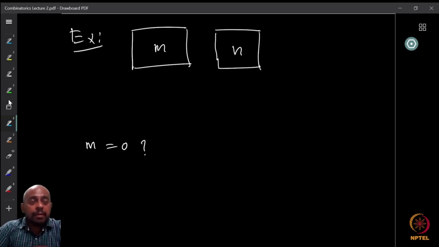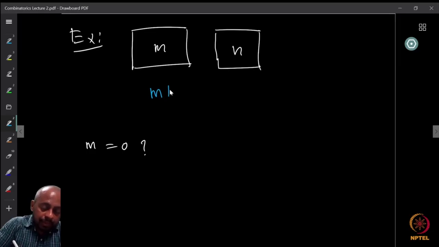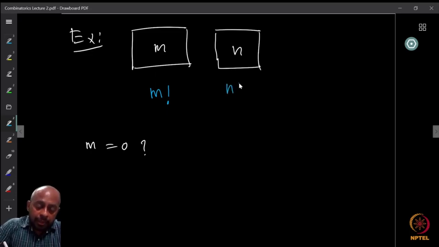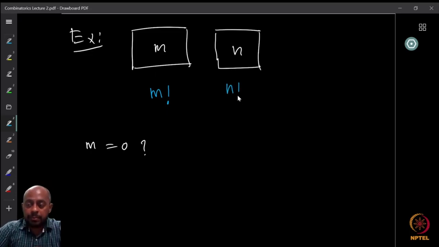So we already saw that if you have m persons and you want to queue them up, then I can do this in m factorial possible ways, right? In the second room, there are n people, so I can permute them in any of the n factorial ways to queue them up. But I can do these two independently, because the persons in the first room are queued up, and the persons in the second room are queued up separately. So therefore, there are m factorial into n factorial ways. The total number of ways to queue them up separately is m factorial into n factorial. Now comes the question: what happens if m is equal to 0?